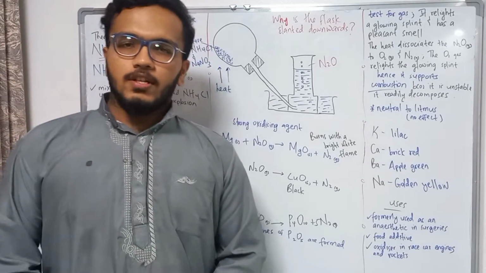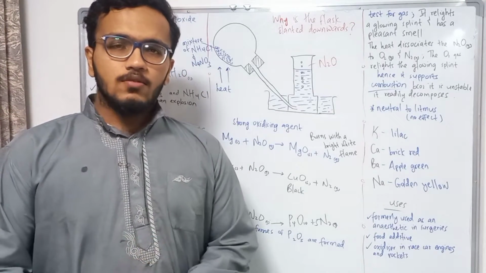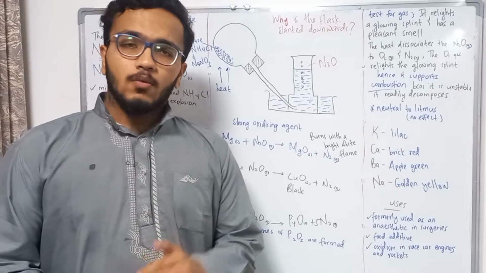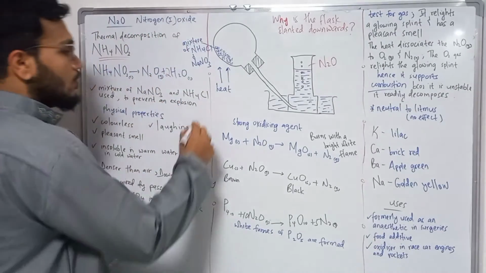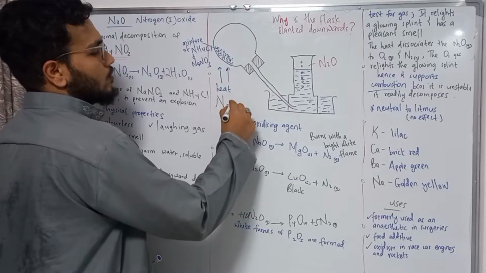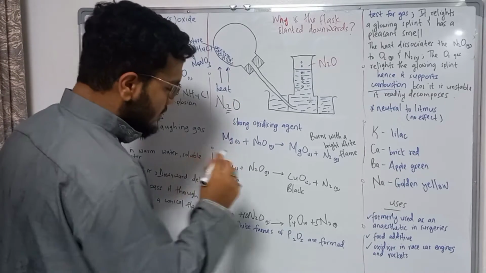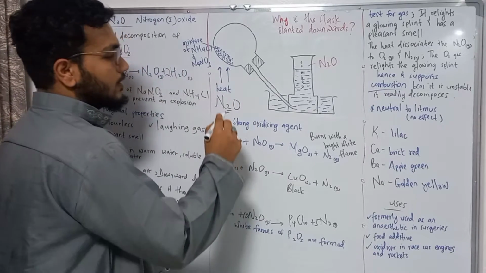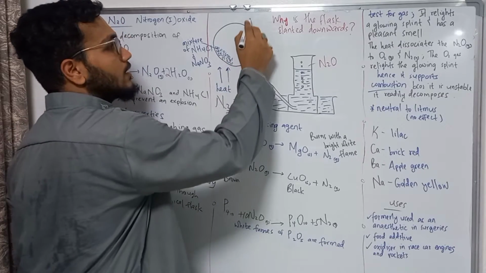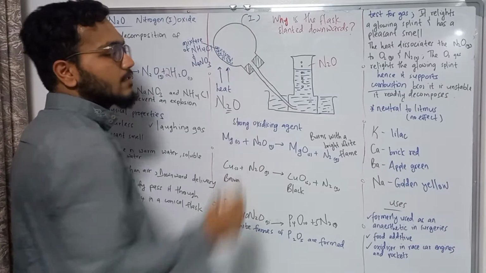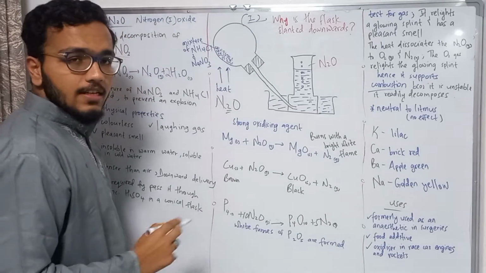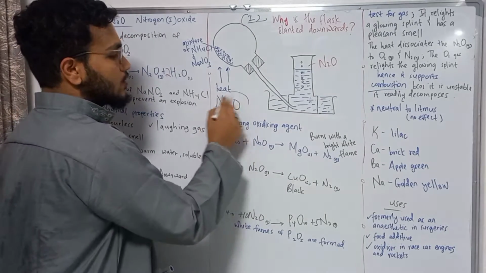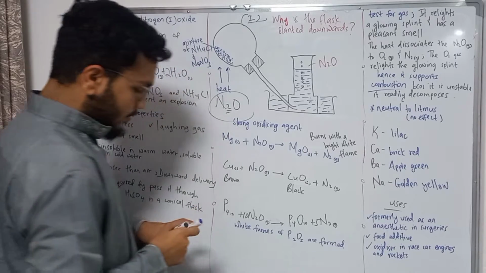So after nitrogen, we go to the oxides of nitrogen. The first oxide we will talk about is nitrogen 1 oxide. What's the formula of nitrogen 1 oxide? It is N2O. What's the 2 for? Because in nitrogen 1 oxide, the number in brackets shows the valency. So in this case, nitrogen will have valency 1, oxygen valency 2, that's why N2O. N2O being nitrogen 1 oxide.